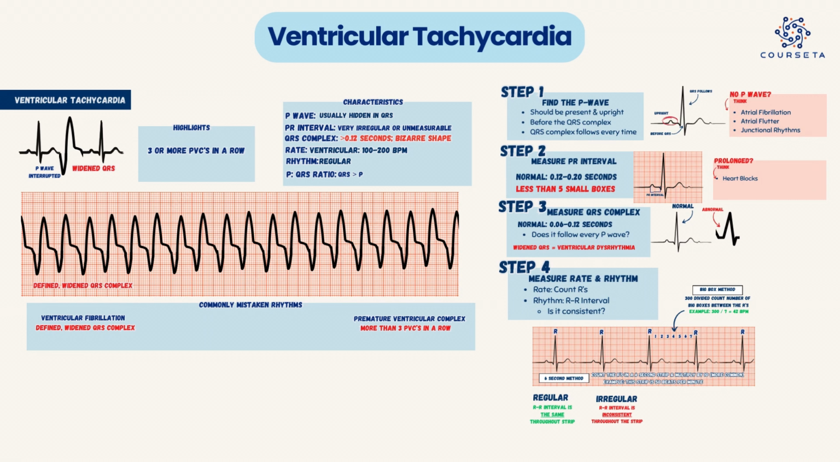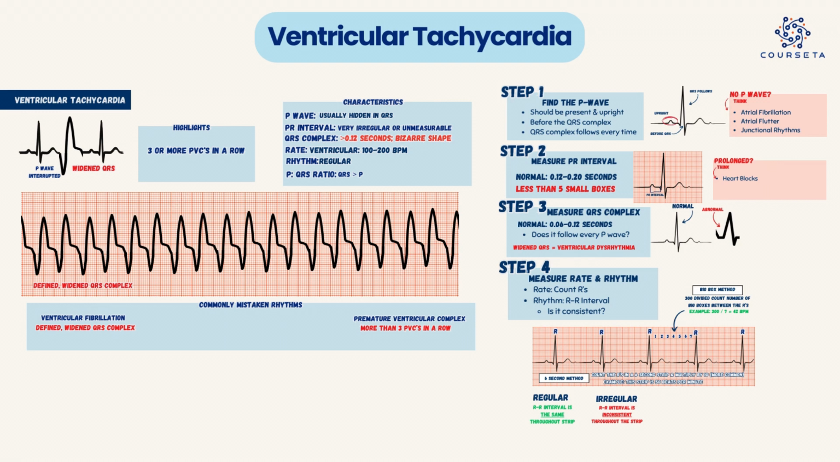So let's go through those steps. Step number 1, find the P wave. Absolutely no P waves in this example, so step number 2 is also eliminated. Step number 3, measure the QRS complex. If you measure that QRS complex, it's widened. It's greater than those 3 small boxes. So once again, that's how you easily identify it's a ventricular arrhythmia.